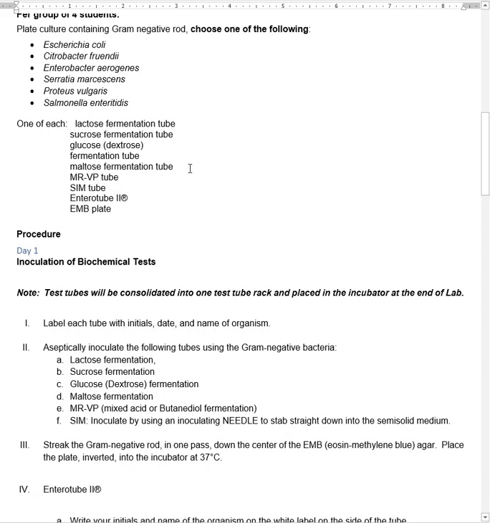After you have removed the sample for the MR test, you've got two reagents, A and B, that you put drops in there and let them sit for 15 minutes and see if you get a positive for this one. Again, positive here means that they produce acetoin and they did not produce acid.